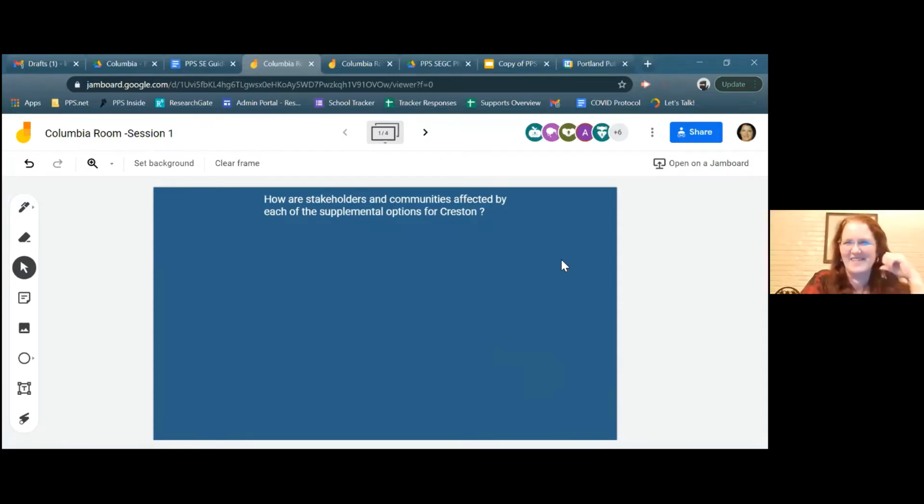All right, so let's go ahead with the first question. Everyone just saw the three options. The first question is, how are stakeholders and communities affected by each of the supplemental options for Creston?